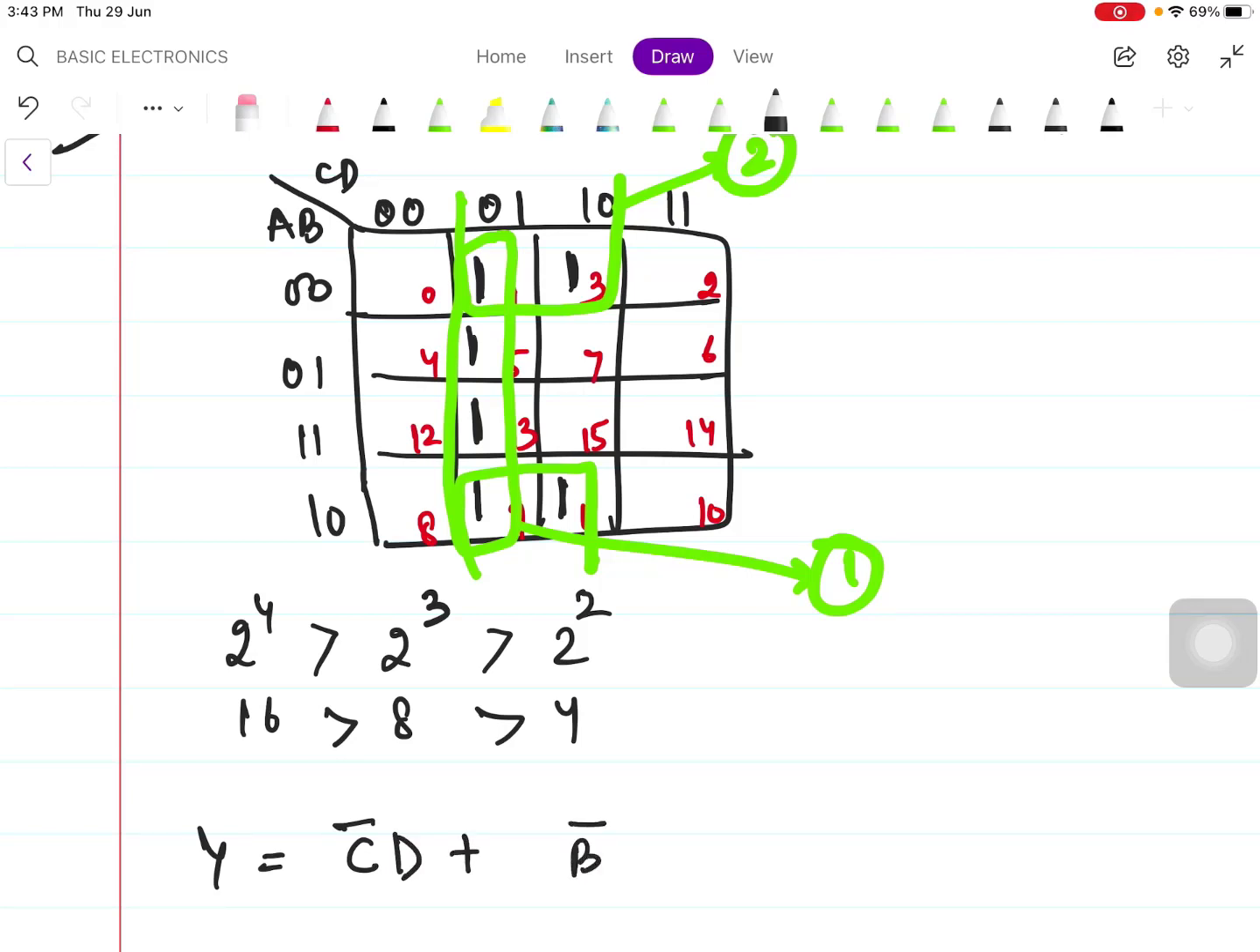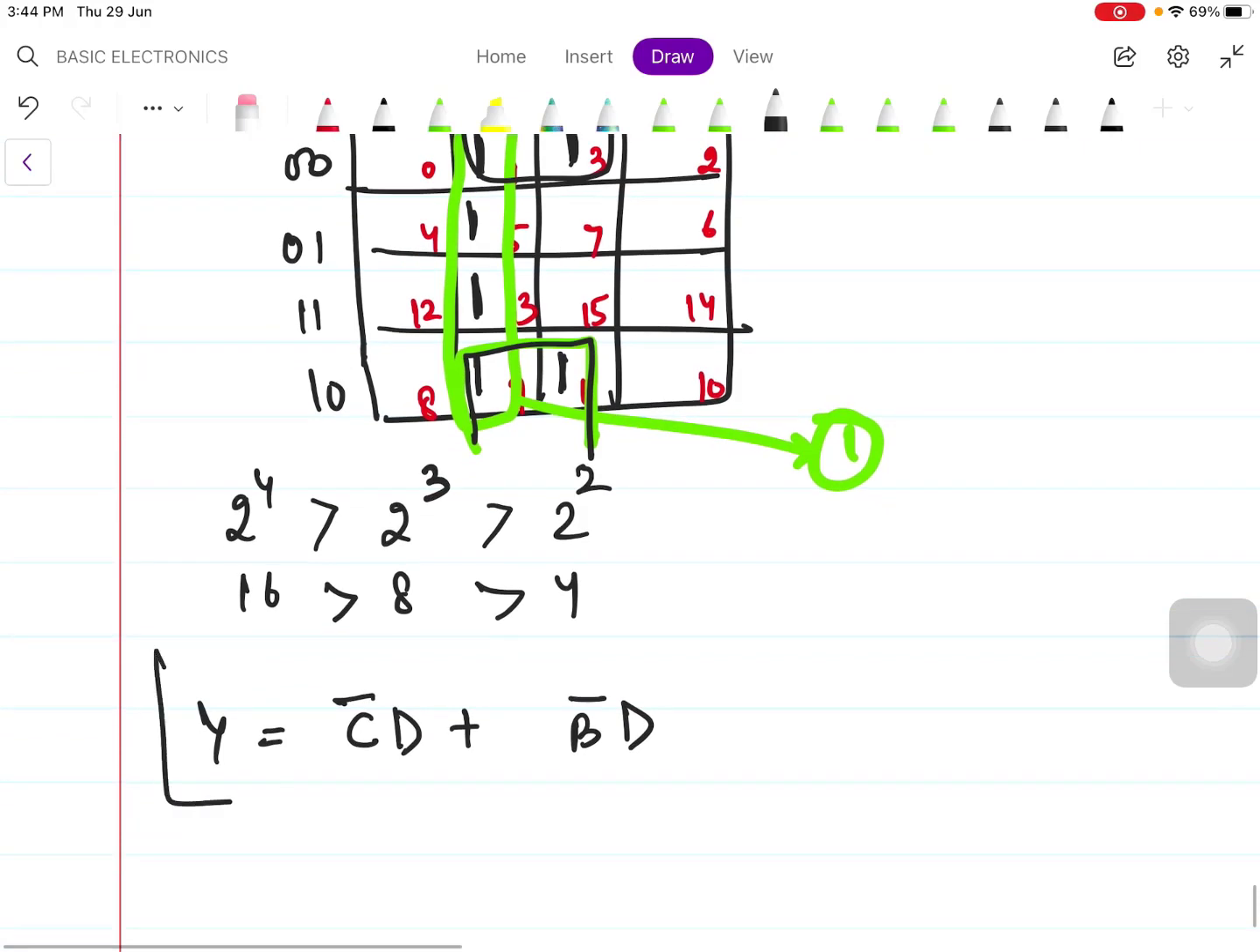From the CD group we get, sorry I have written it wrong, it will be 1 1 1 0, and this group will be made. So from the AB side it is B bar, and from the CD side it will be D. So this is the answer.